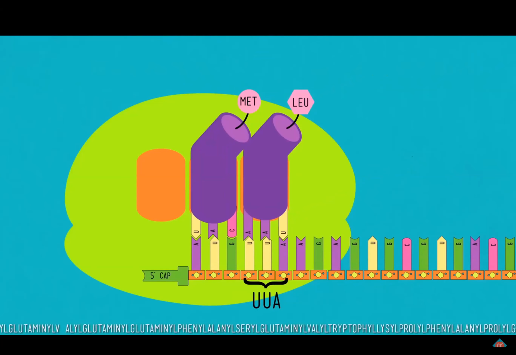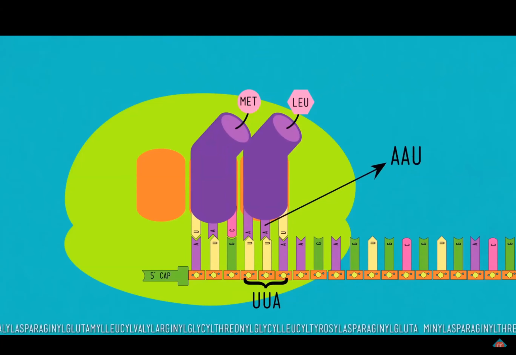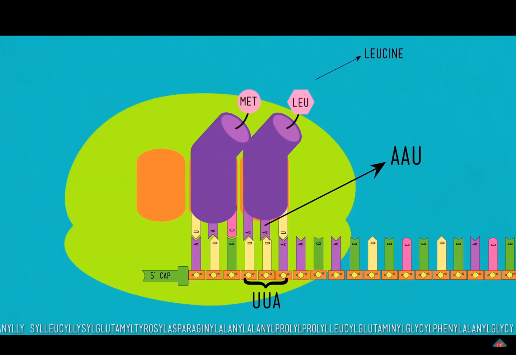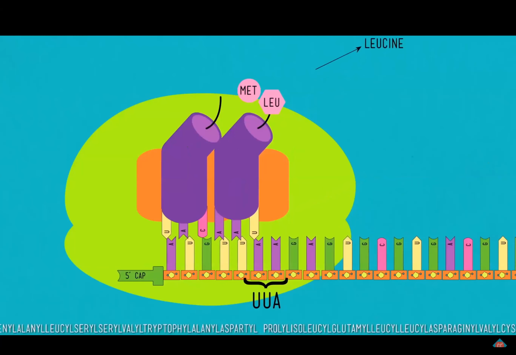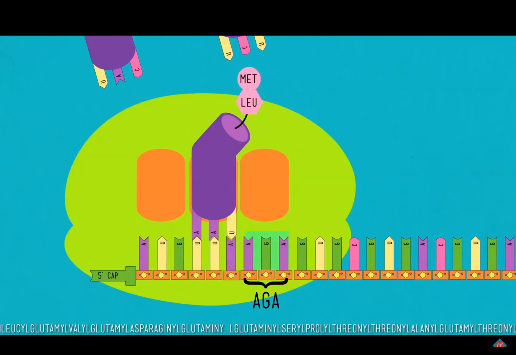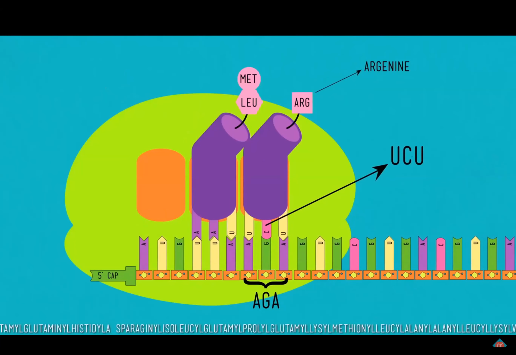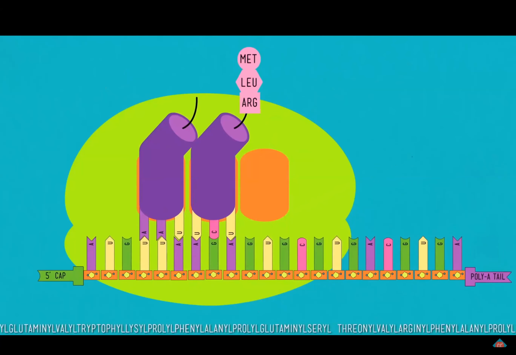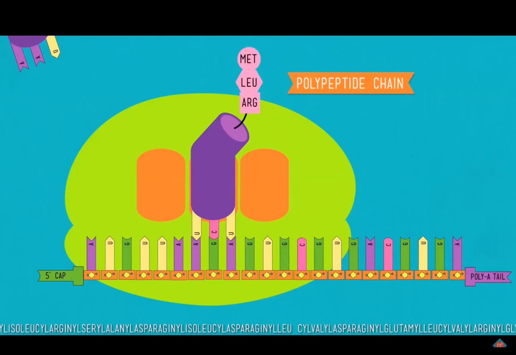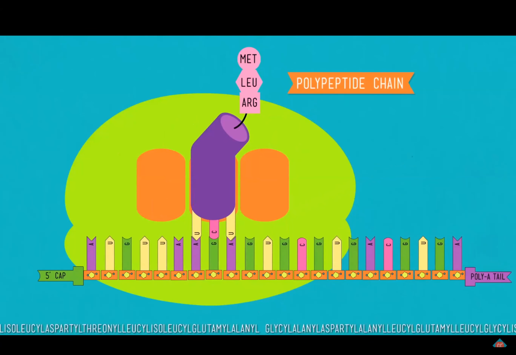If the codon is UUA, then the matching tRNA has an AAU on one end and a leucine on the other. And if the mRNA has an AGA, then the matching tRNA has a UCU on one end and an arginine on the other. In each case, that new amino acid gets connected to the previous amino acid, starting a polypeptide chain, which is the very beginning of a protein.